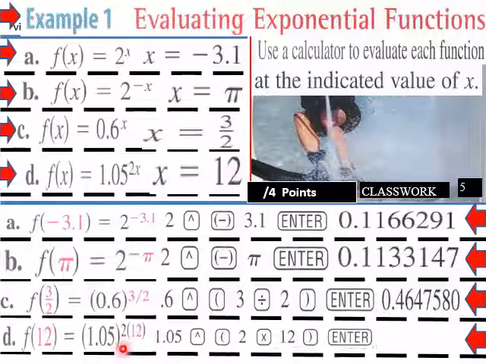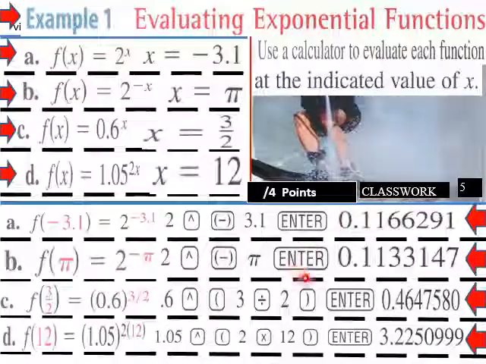So 1.05 to the 2 times 12 power. And then we'll do that in our calculator entry, 1.05, uppercase, open parentheses, 2 times 12, close parentheses, and then hit enter, and we get 3.2250999. So that is evaluating some exponential functions using a calculator.